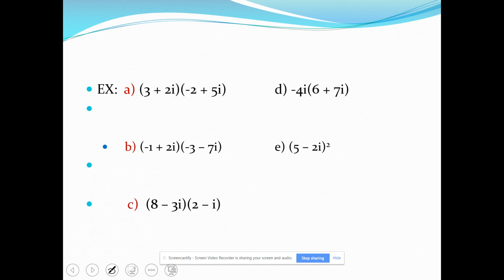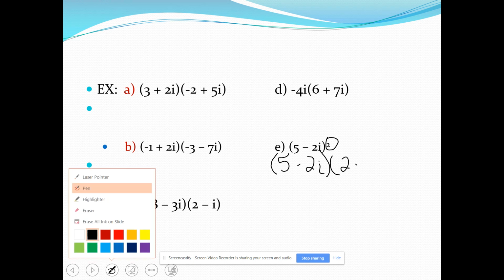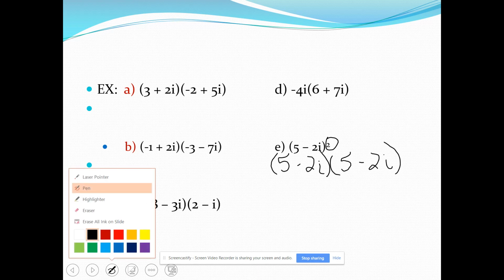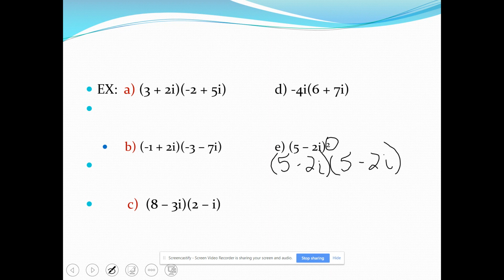Last but not least, letter E. We've talked about this a few times in class where we cannot distribute the square to the 5 and the 2i and call it good. That square means we have 5 minus 2i written down twice. So 5 minus 2i times 5 minus 2i. Now we can go ahead about our multiplying.